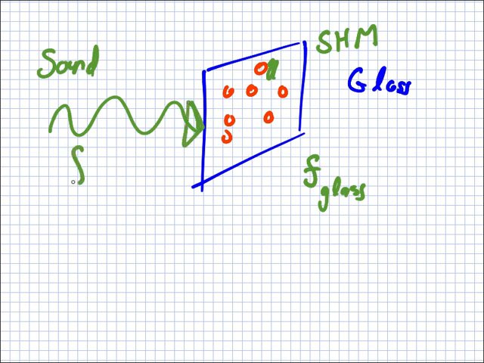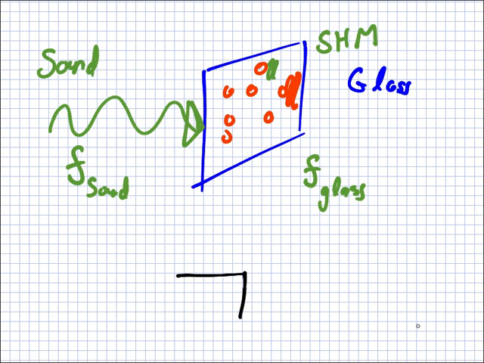If you can match the frequency of the sound to the frequency of the glass, you'll get a harmonic, meaning that the amplitude will increase. The amplitude will increase so much that the glass breaks. That's what's happening.